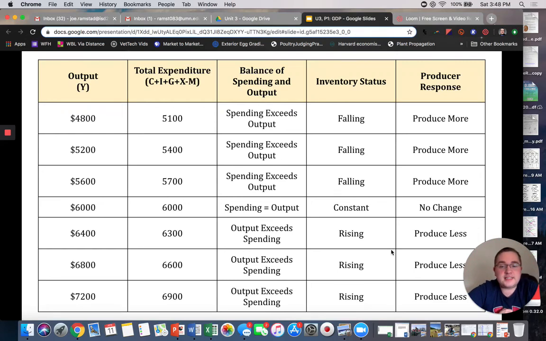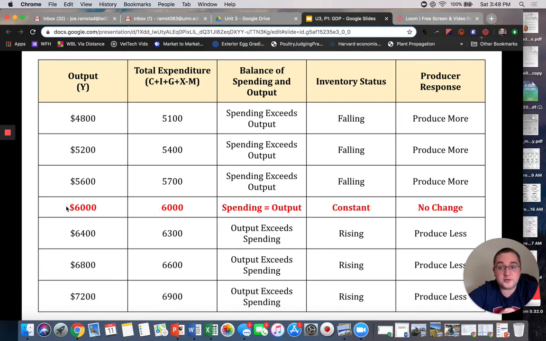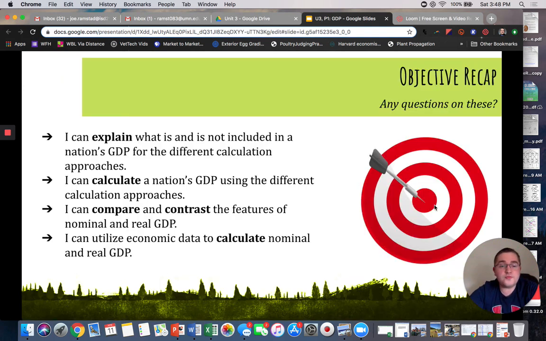If you said $6,000, you would be correct. As we interpret it, this means that our spending equals our output. So our expenditure equals our output, and we're not going to be producing too much or too little. Our inventory status is going to be constant because we are producing enough to match our expenses, and we're not going to have to make any changes as producers to keep this specific level in check. That is the end of our presentation today.